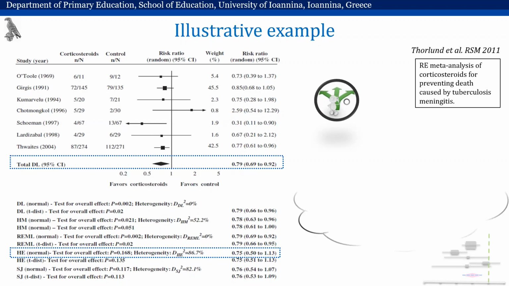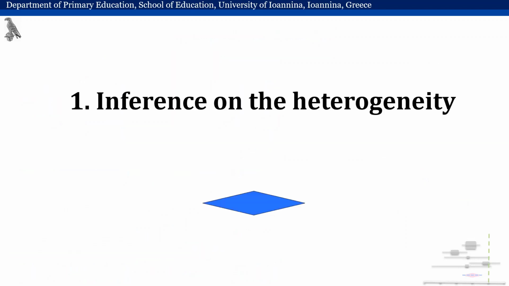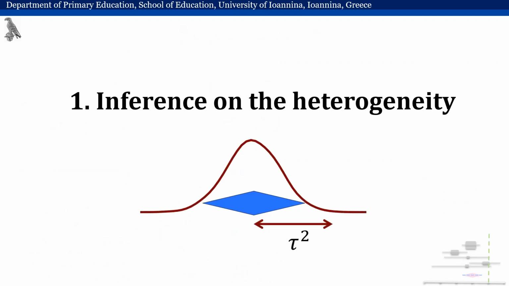So now the question is, which of these or any other is the most appropriate method to use in a meta-analysis? In the first part of this presentation, we will discuss methods to infer on the between study variance.